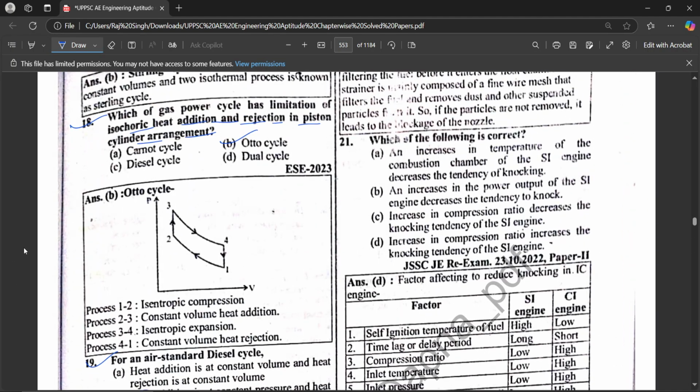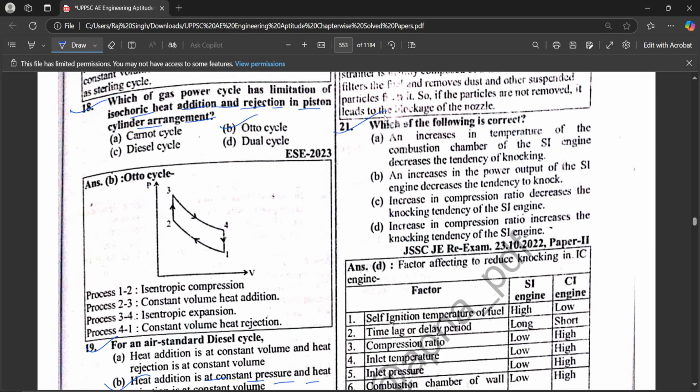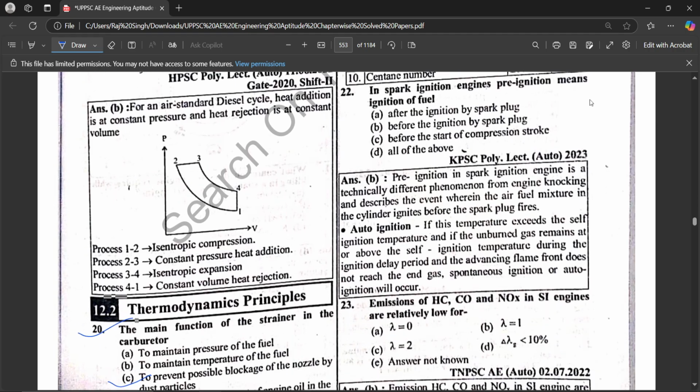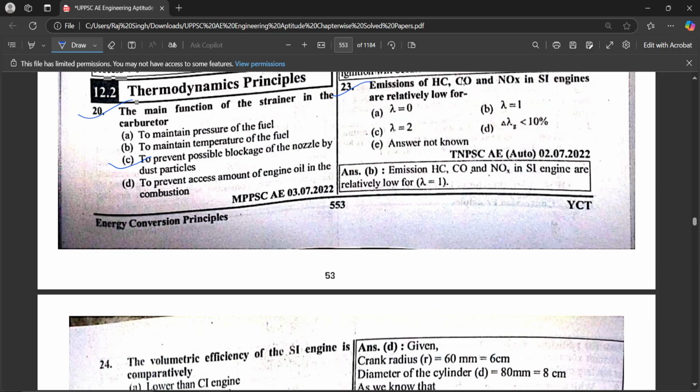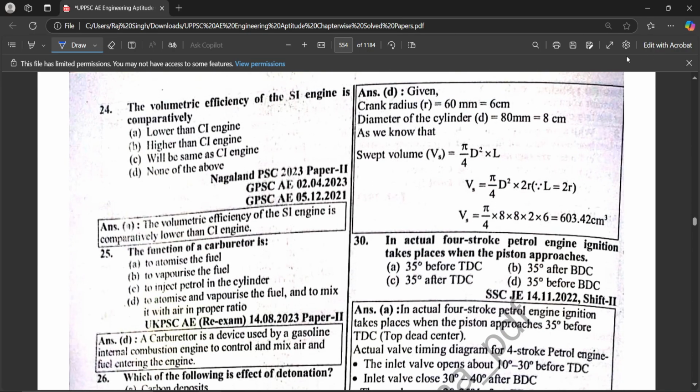Next question देखते हैं, which of the following is correct? ठीक है, तो increase in compression ratio increases the knocking tendency of SI engine. In spark ignition engine, pre-ignition means ignition of fuel before the ignition by spark plug. Emission of HC, CO and NOx in SI engine are relatively low when lambda is equal to 1. The volumetric efficiency of SI engine is comparatively lower than CI engine.